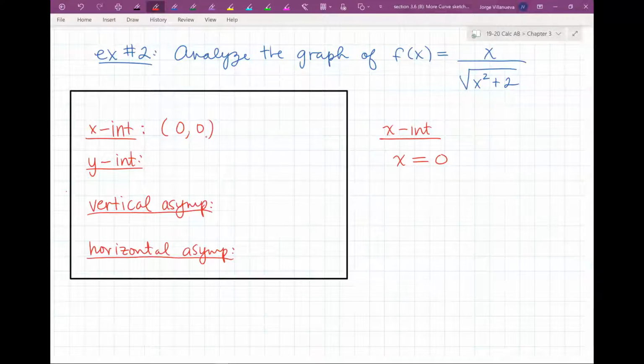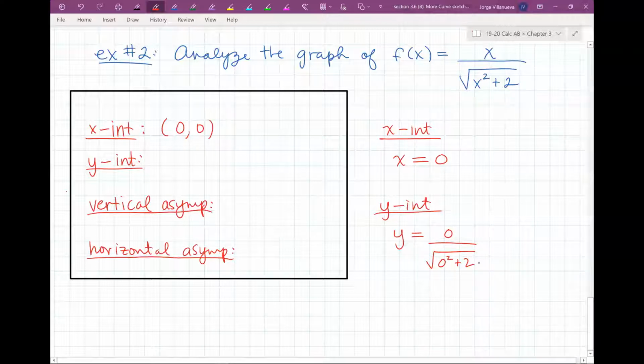Now to check your y-intercept, it's actually not really necessary, because once you get a 0, 0, that basically is your y-intercept. But to get your y-intercept, you set x equal to 0. So if you started with that first, it would look like this: 0 divided by the square root of 0 squared plus 2. And on the bottom, you get 0 over the square root of 2, which is a 0. So again, you'd get 0, 0.